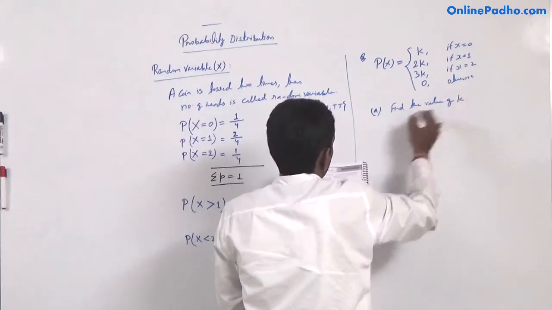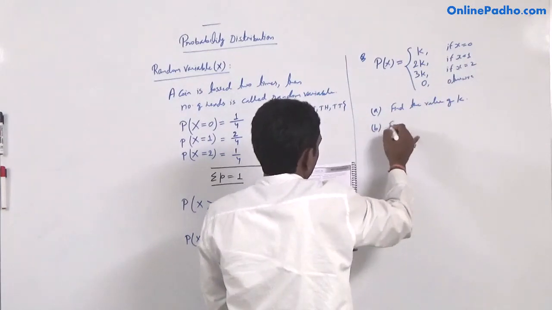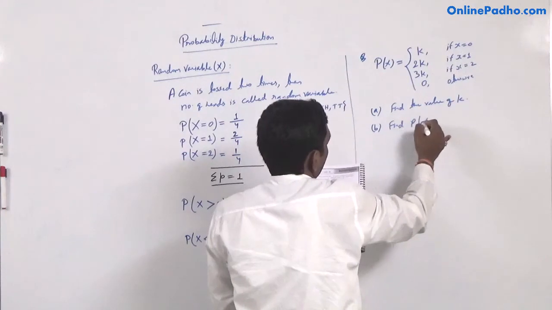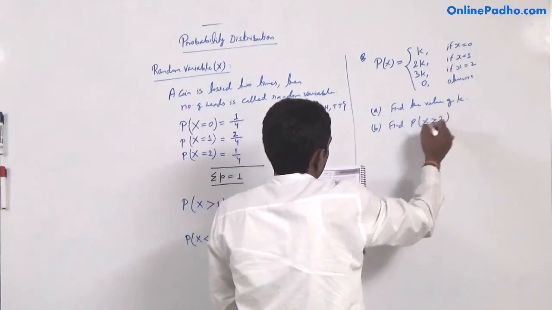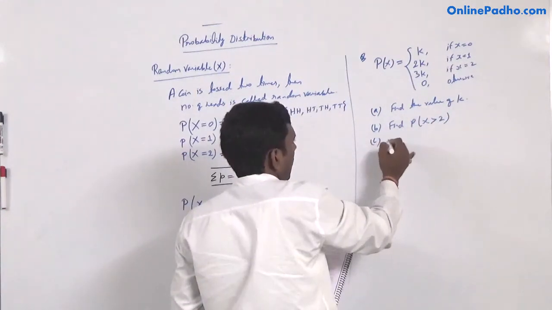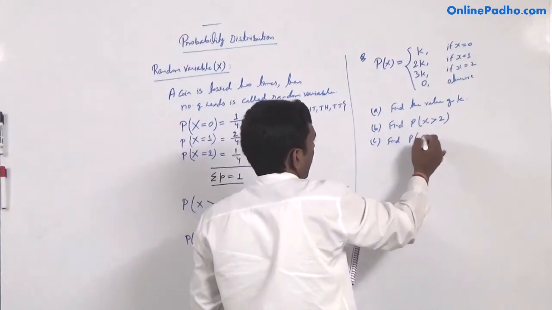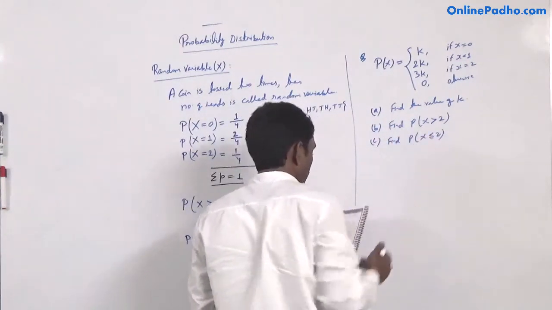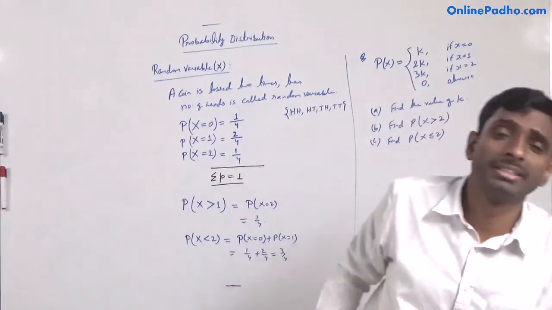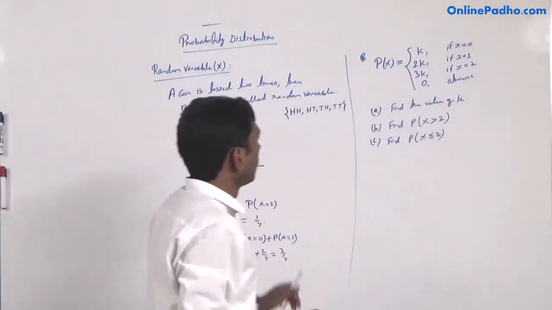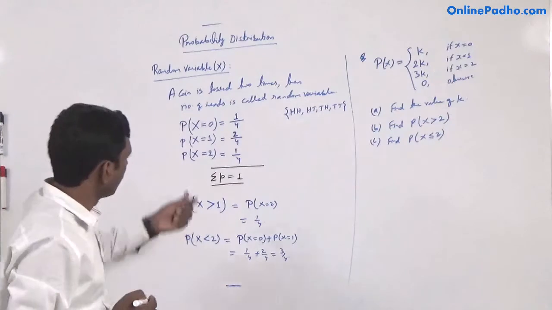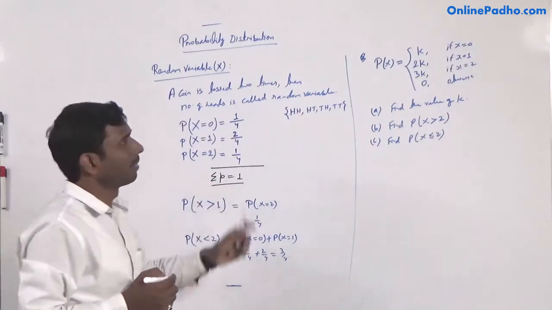Find the value of k, and second thing, we have to find probability of x is greater than 2. And third thing, we have to find the probability of x is less than or equal to 2. Then how can we find these things? First of all, you know, the sum of all the probability distribution must be equal to 1.